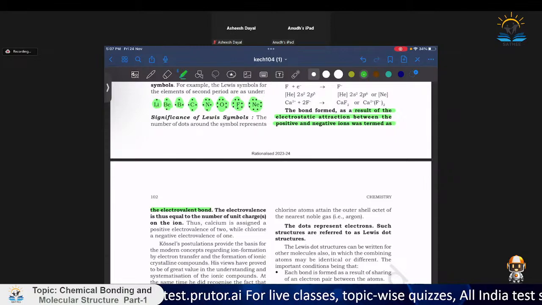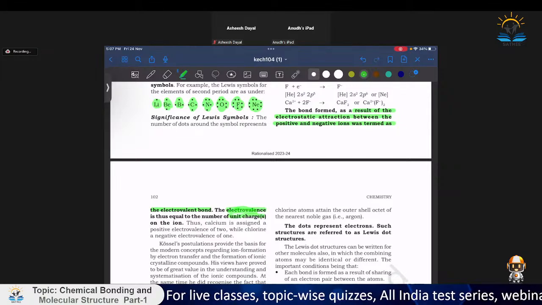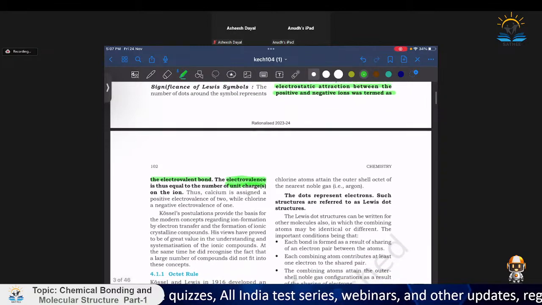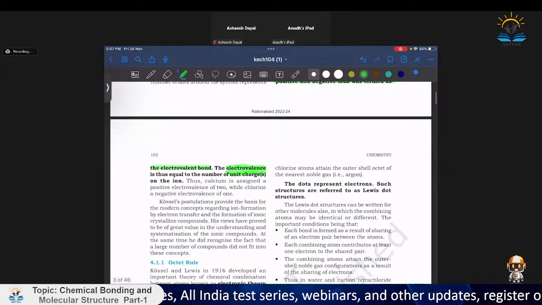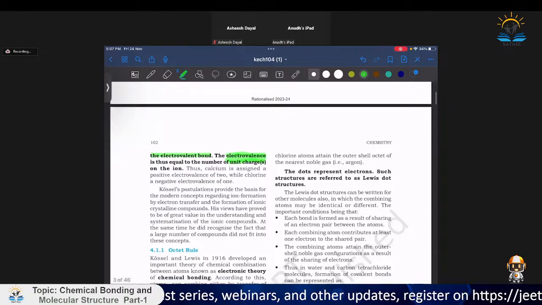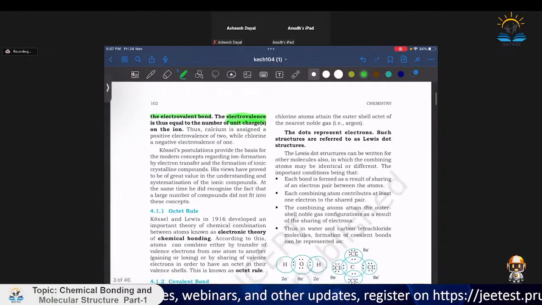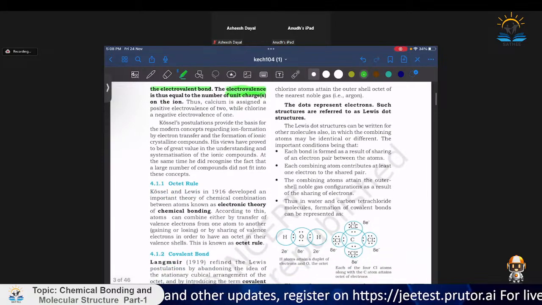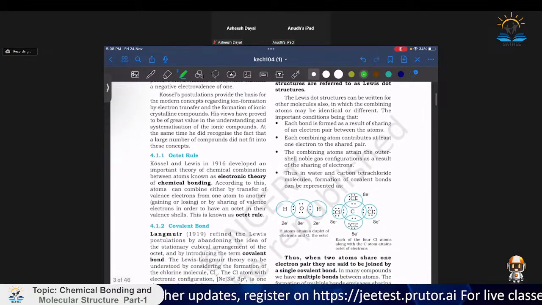electrovalence is equal to the number of charges on the ion. So what is electrovalence? It is the number of charges on the ion. For sodium chloride, electrovalence will be 1 for sodium, 1 for chlorine. Right? Okay. The next is calcium is assigned a positive electrovalence of 2, while chlorine a negative electrovalence of 1. So this was the Kossel-Lewis theory. Now we'll go to the octet rule. It says that all of them want to achieve a stable octet.